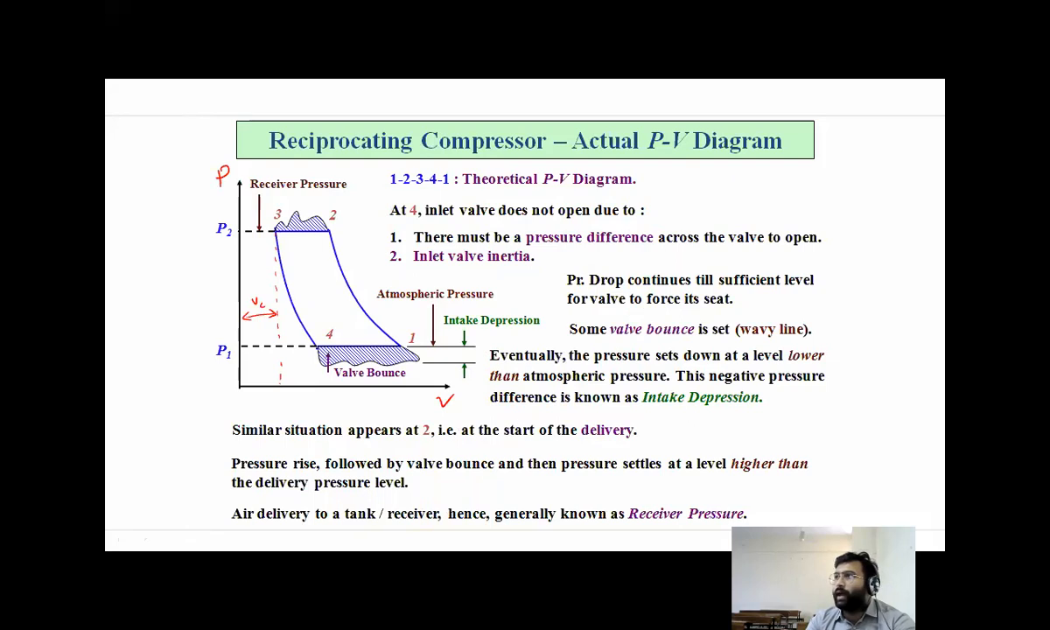Okay, so this was the actual indicator diagram. There will be one theoretical question. Usually it is asked in the offline exam: explain the actual indicator diagram. So this is it.